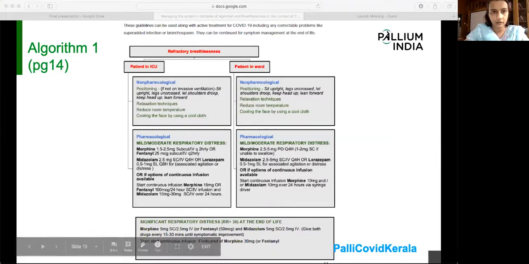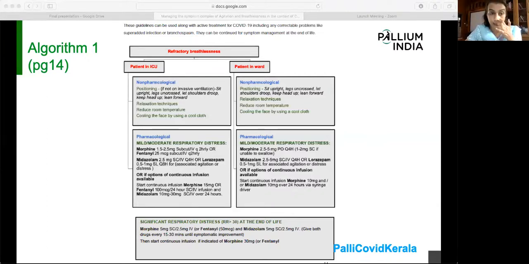Now, this is the algorithm. It's given on page 14 of the current version of the ebook. We are in the process of doing the second revision of the ebook, so it might change, but currently this is on page 14, and everything that I've covered in the slides is given in the algorithm. Everything is there. It's just given as an algorithm which you can print out and use in the wards if needed, and that's why it's presented like that.